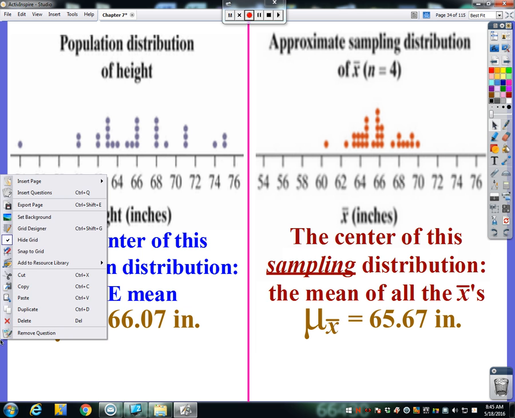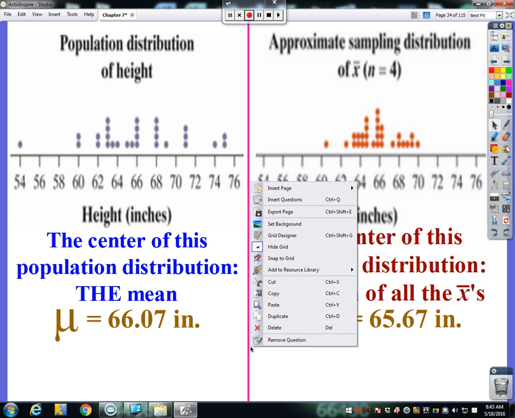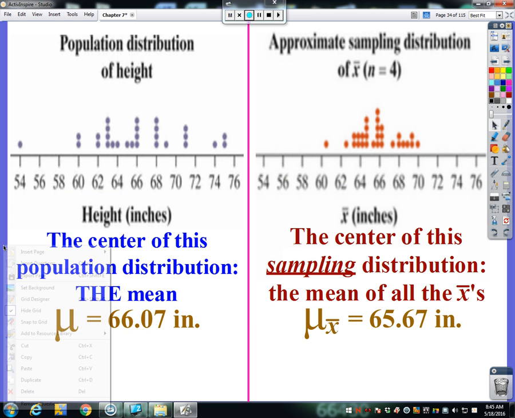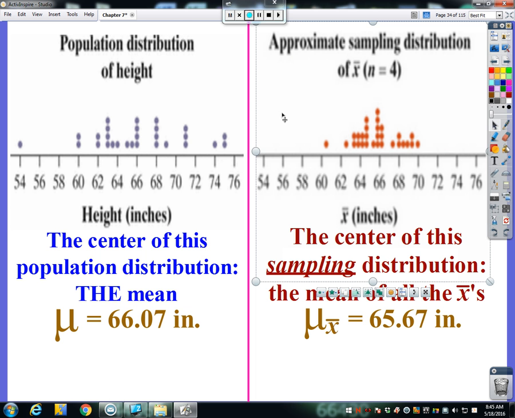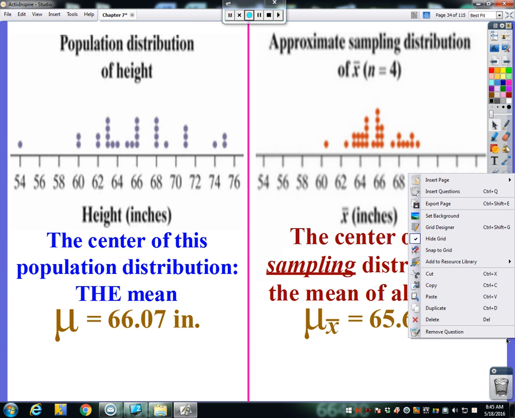My board would stop being all crazy on me here. Come on, board, stop it. And I know that the mean, mu, is 66.07 of this distribution. Seriously, board, I'm getting real tired of your, yeah, I can't really say stuff in here.